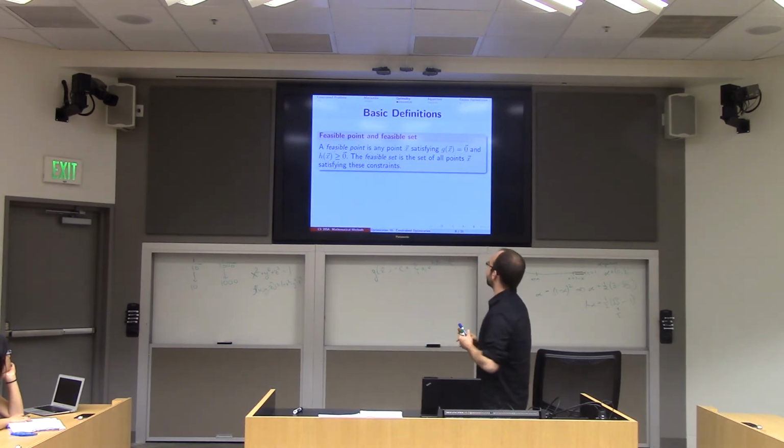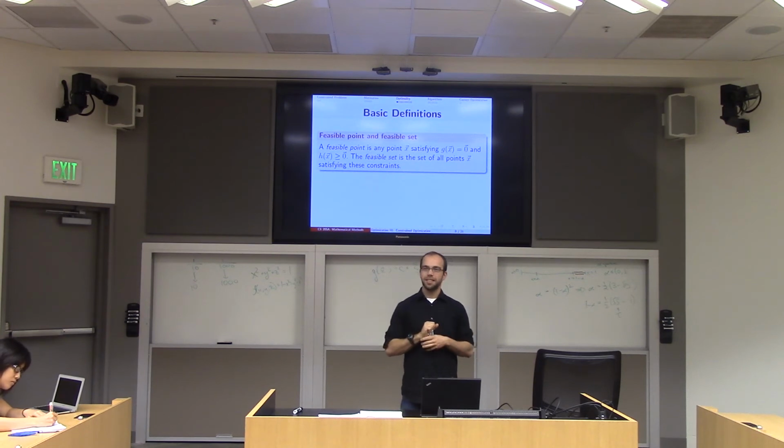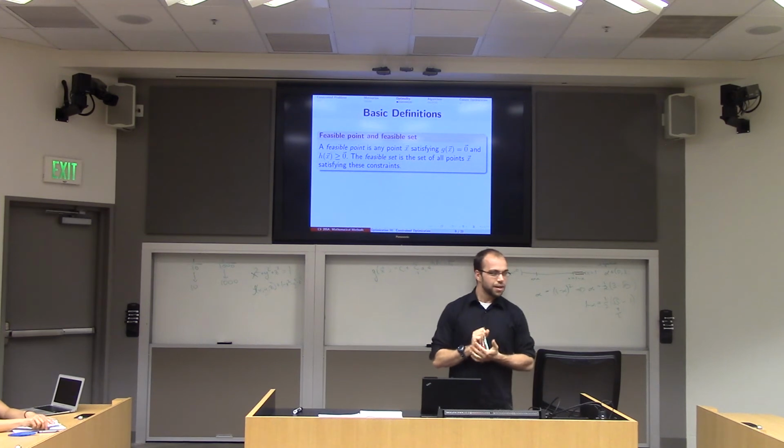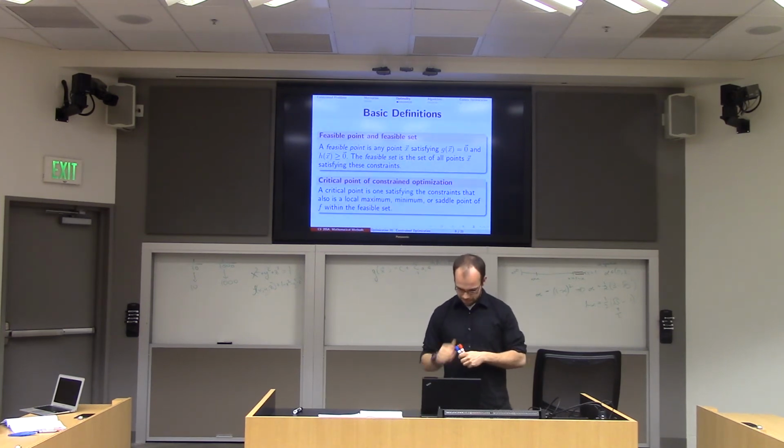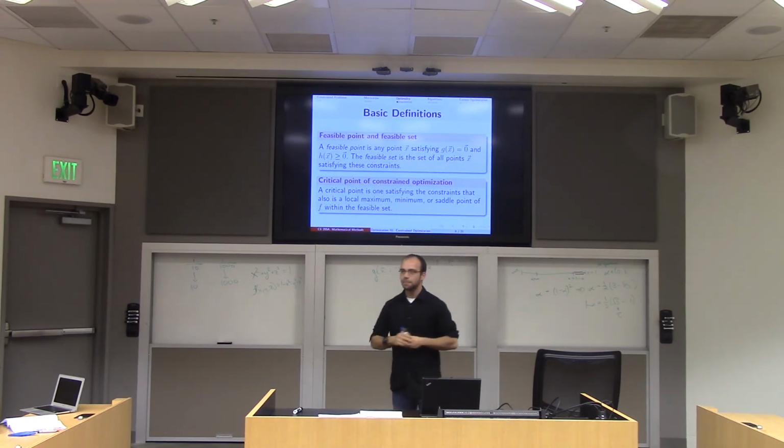Cool. So a couple basic definitions. First of all, a feasible point is one for which g of x equals 0 and h of x is greater than or equal to 0. A feasible point is one that satisfies the constraints. So obviously our job is to look at the function f, constrained to the set of feasible points, and find the minimum. Yeah? A critical point of a constrained optimization is just like a critical point before, right?